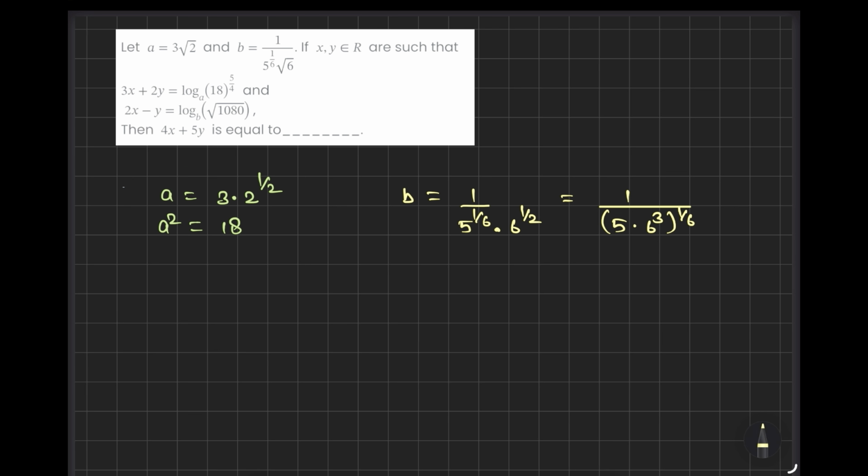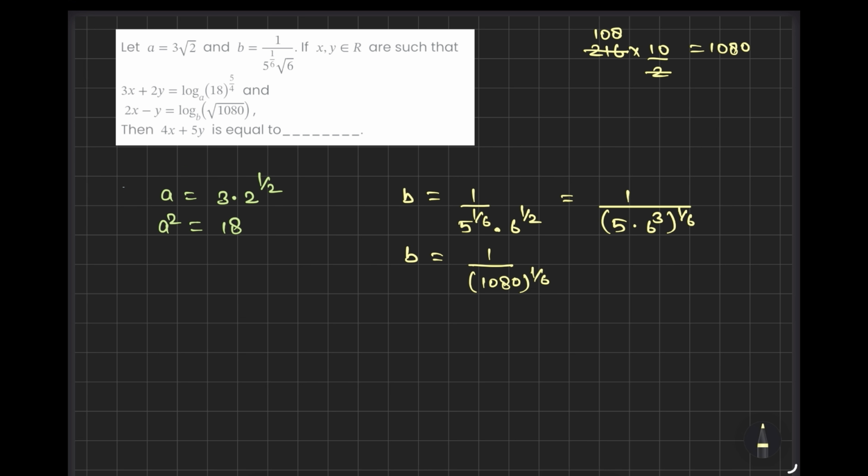Is that okay? Yes. Now look at this. You know that 6 cube is 216, and 216 multiplied by 5 means multiply by 10 divided by 2, correct? So it is 1080. So can I write this number as 1080? So this thing will become 1 by 1080 power 1 by 6.